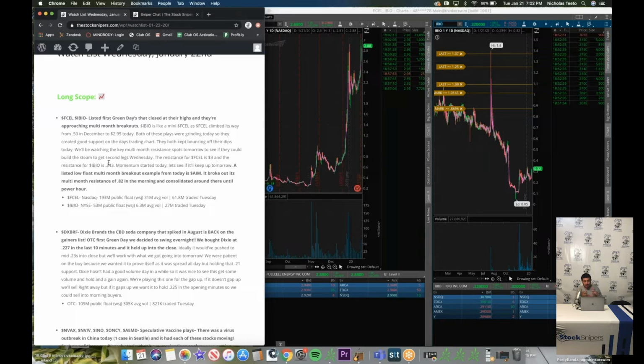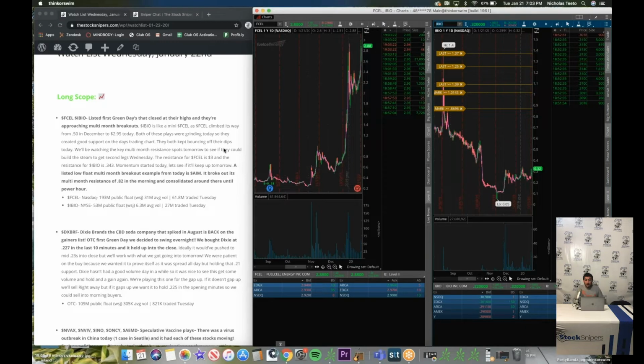These are grouped together because they both had green days, and these are actually both posted right next to each other. As you can see, they both had really nice green days, and both of them closed at their high, and they're approaching these multi-month highs. They both kept bouncing off their dips today.